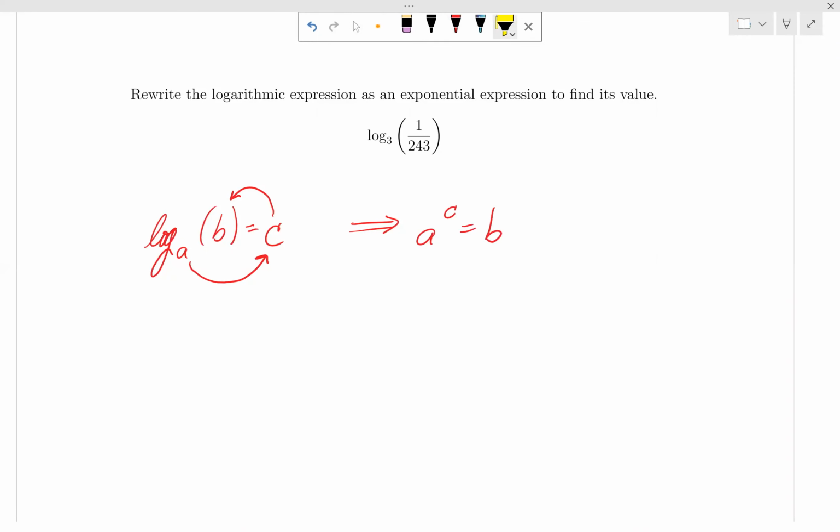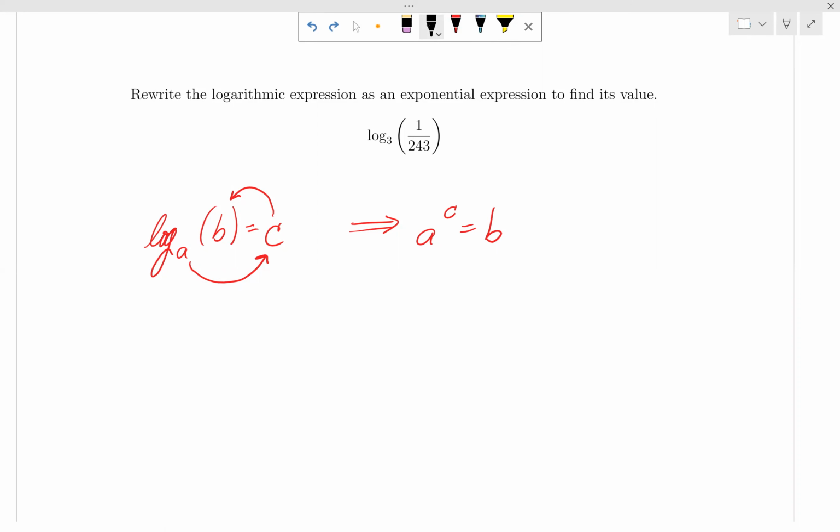And in previous videos, I've said how it kind of makes a little swirl, and you could look at it like a snail or like a sideways ice cream cone or whatever helps you to remember. I always have thought of it as a snail, so that's where I go to. But you go A to the C is equal to B. That's how you can change between exponential expressions and logarithmic expressions.